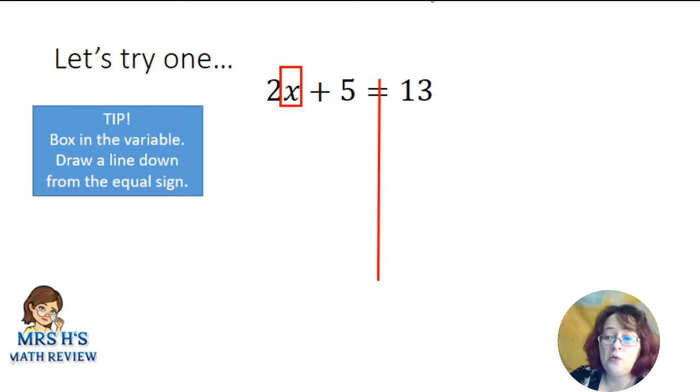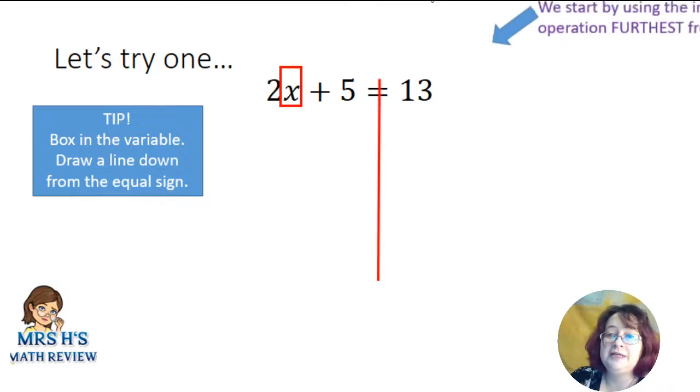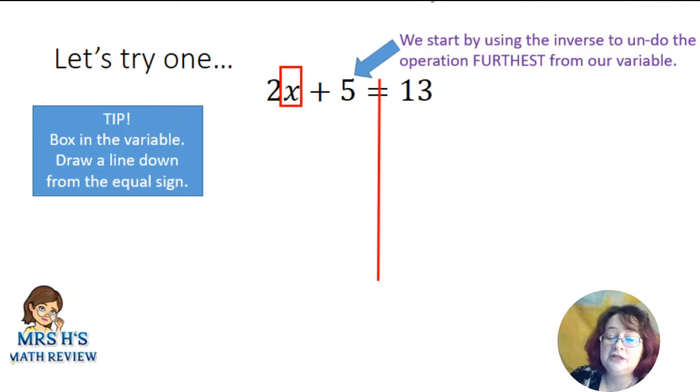Alright, so how do I know where to start? I always start with what's furthest away from the variable. The 2 is right there with it, so I'm going to start with my plus 5, which means since I've got addition, then I'm going to use subtraction as my inverse. So I have a plus 5. To get rid of it, I need minus 5. And I need to use the same thing on the other side to keep it equal.